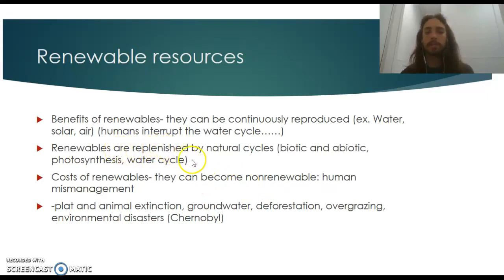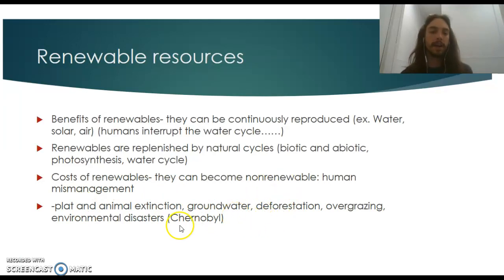So renewables are replenished by natural cycles, biotic and abiotic, living and non-living. Photosynthesis, that's a big one, and the water cycle. We just talked about the water cycle there. And then some costs of renewables is that they can become non-renewable with human mismanagement. Some good examples of that are plant and animal extinction. Plants and animals are renewable resources, but when we destroy all of them, then we can't use those anymore. So they're non-renewable at that point. Groundwater, deforestation, overgrazing, environmental disasters, all of these things can make renewable resources non-renewable.